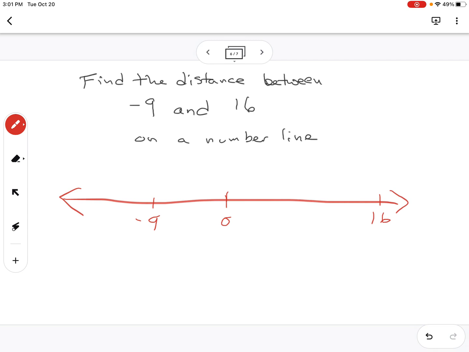I just know that there's negative 9, that there's an absolute value of 9 to the left of the 0 and an absolute value of 16 to the right of the 0. And I know that if I add these two absolute values together, I'm going to get the total distance between negative 9 and 16, and that's going to be 25. Because 9 plus 16 is 25, so there are 25 units between negative 9 and 16. Let's look at the next one.